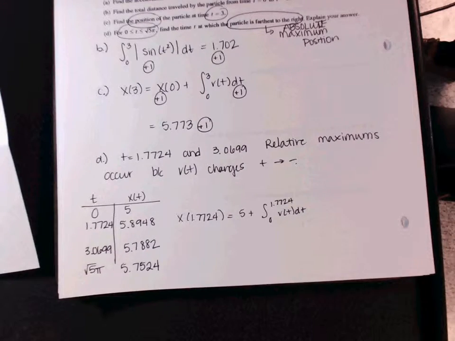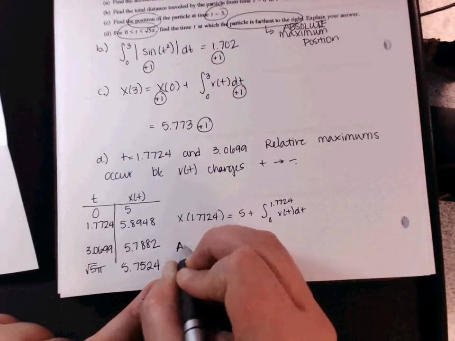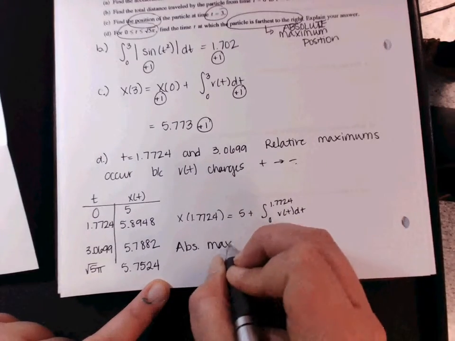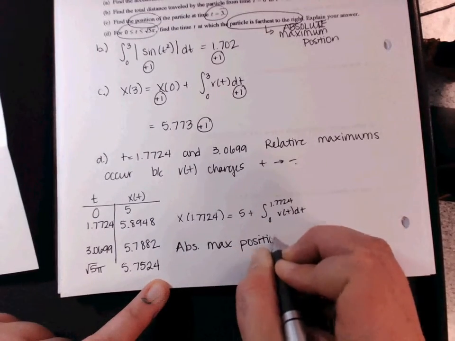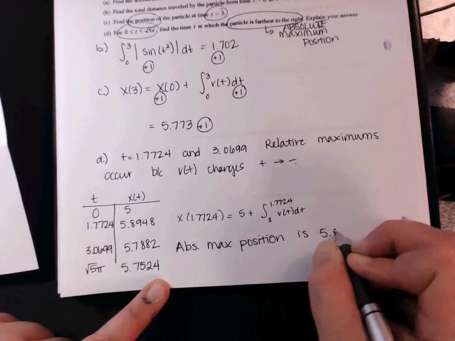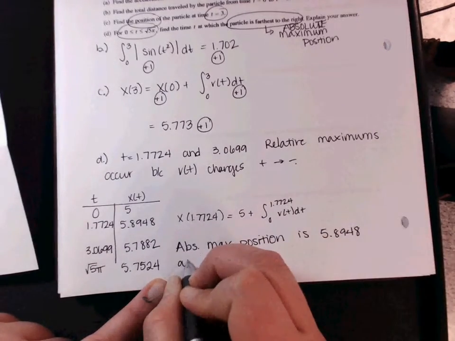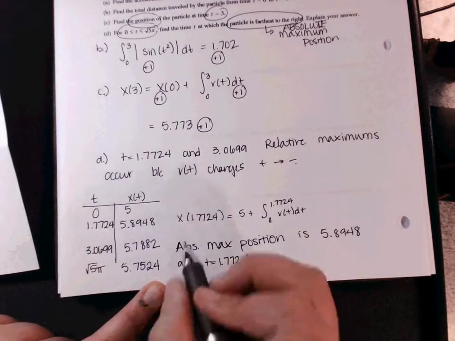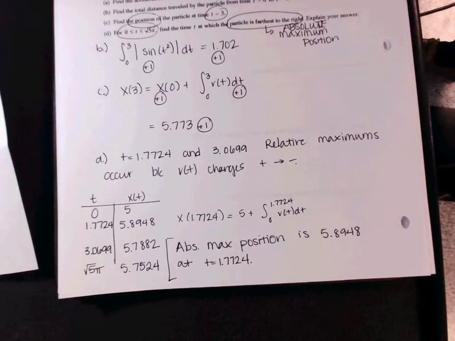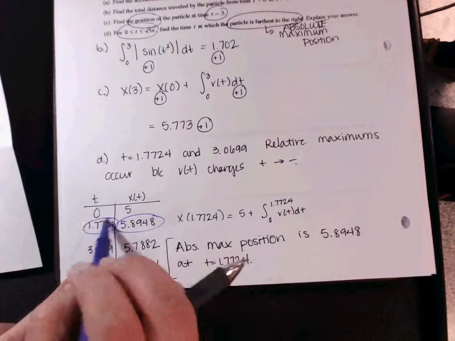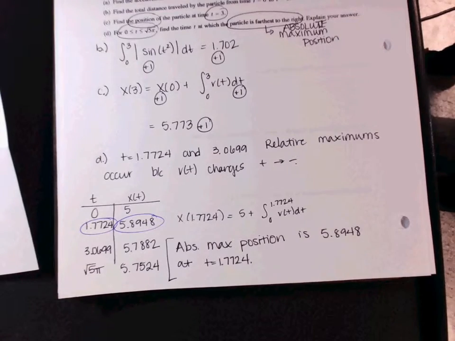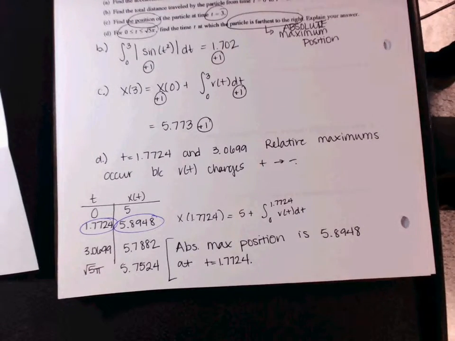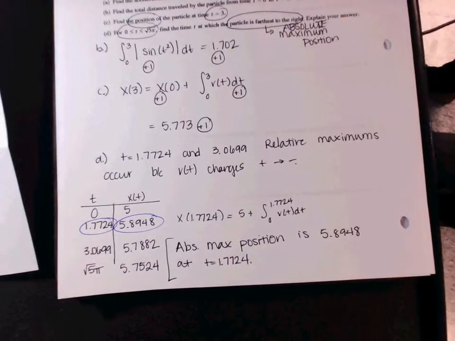Okay, and then remember when you phrase it, you should say the absolute max position is 5.8948. It occurs at t equals 1.7724. Okay? So the max position is this one. It occurs at that value. Okay? Make sense? Okay, good.